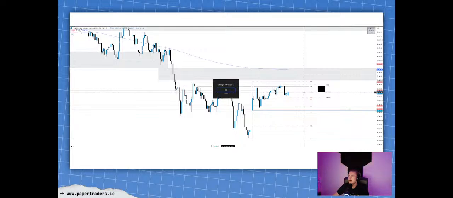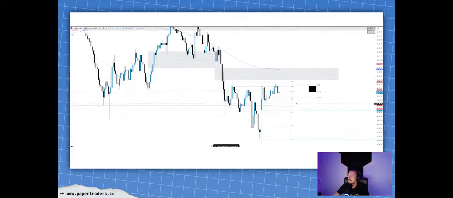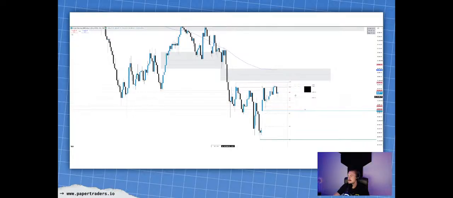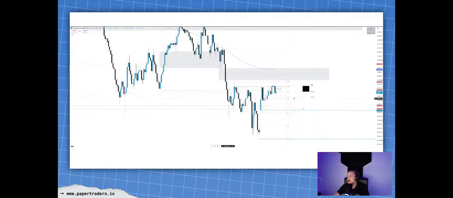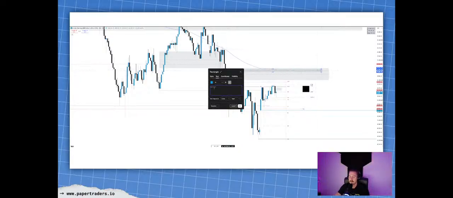Let's see, on the hourly, we're going to form this fair value gap here likely, right? And there's one above over here that we should highlight. 1-hour FVG here. This is our 4-hour FVG here.